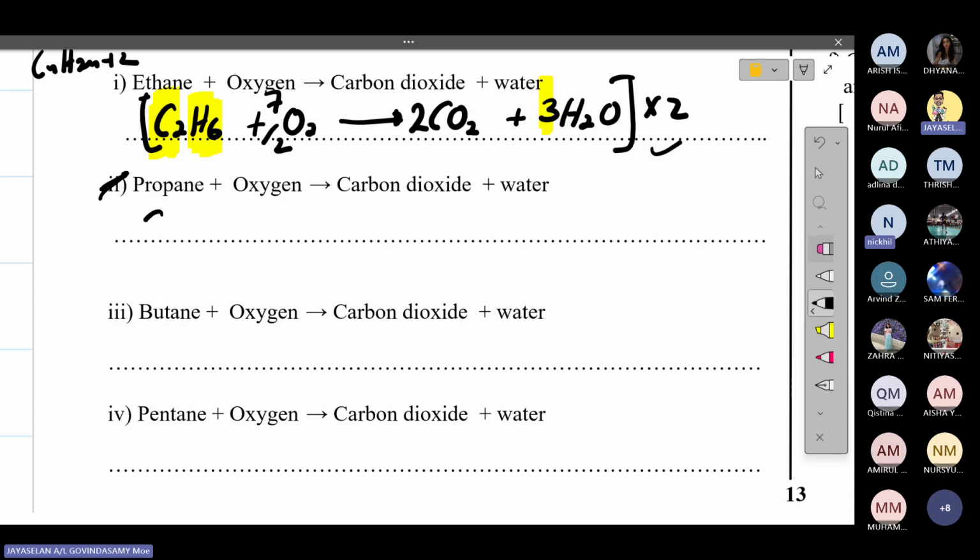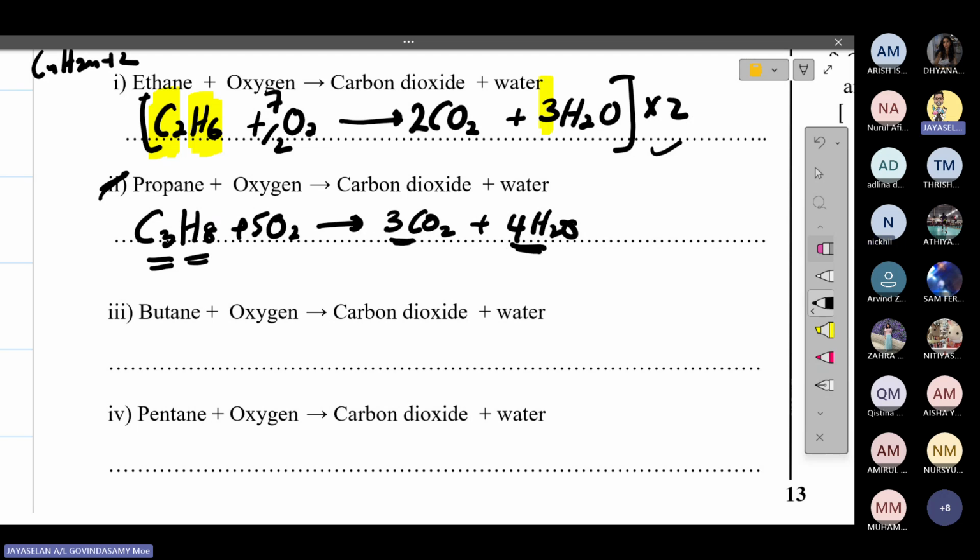Just read the C3H8 plus 5 oxygen. You get 3 carbon dioxide, 4 water, 4H2O. We check the answer. Carbon 3, carbon 3. Hydrogen 8, hydrogen 8. Oxygen 10, 6 plus 4, 10. Well done, Arvani, Nikhil. Okay, very good. So this one, homework, you do.